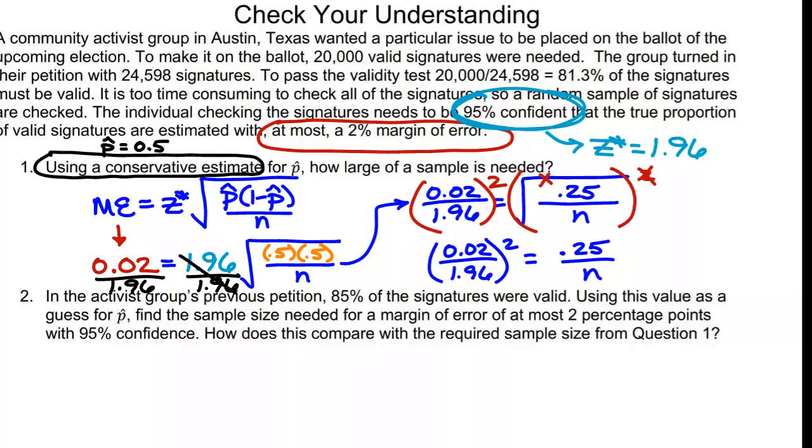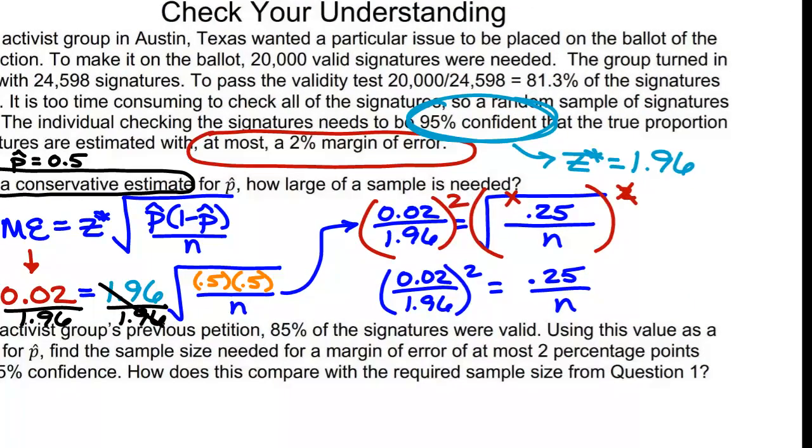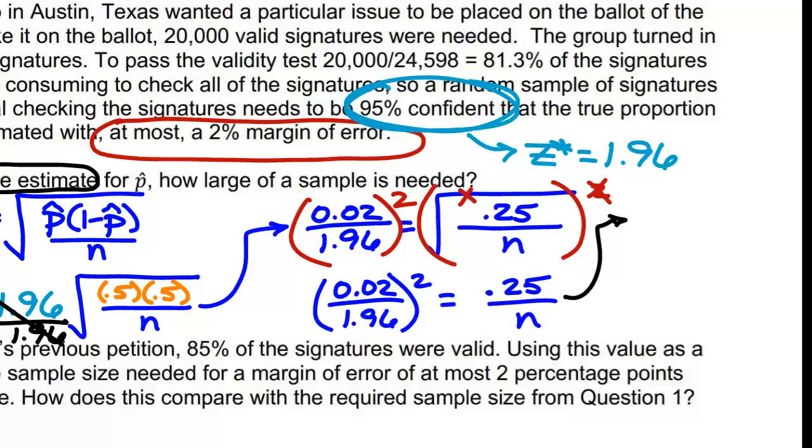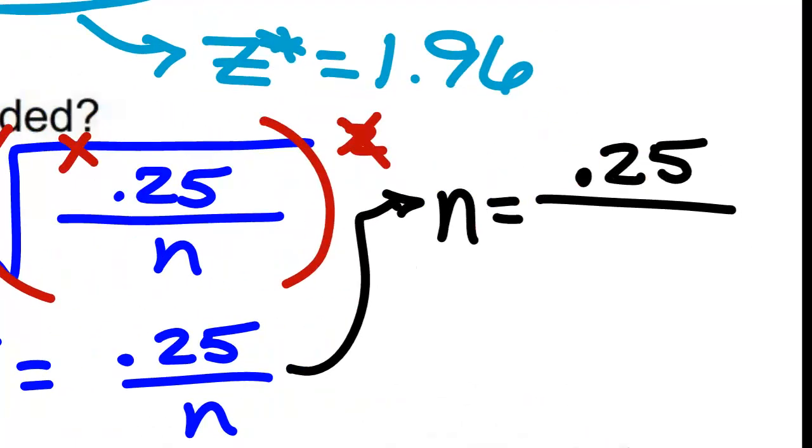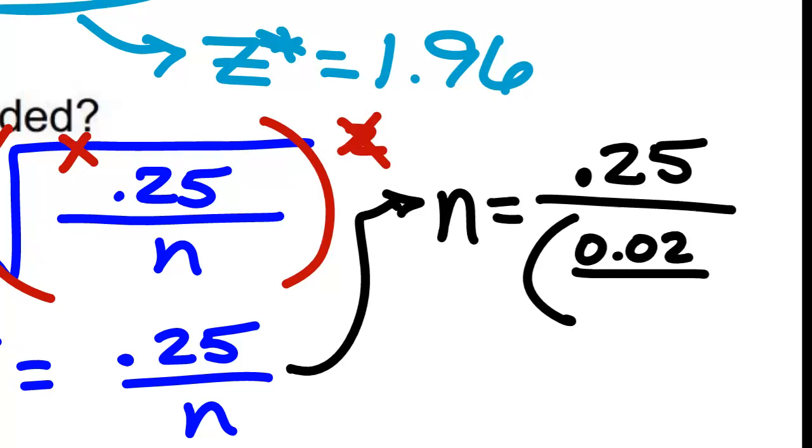That'll move it to the other side, but then I want to get rid of that fraction on the other side, so I'm going to have to divide by that. So my left-hand side and my n are basically just going to swap places. Then I can type it into my calculator. So I would have n equals 0.25 divided by, parentheses, 0.02 over 1.96, close my parentheses, and square it.